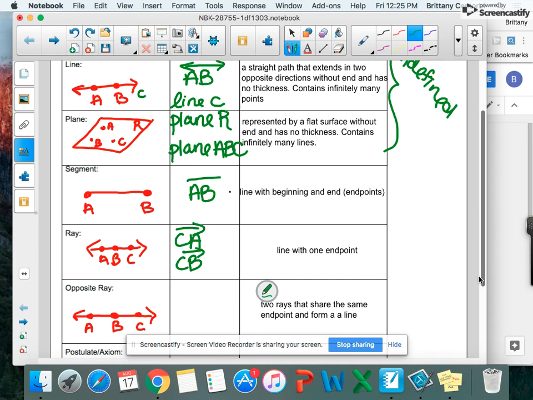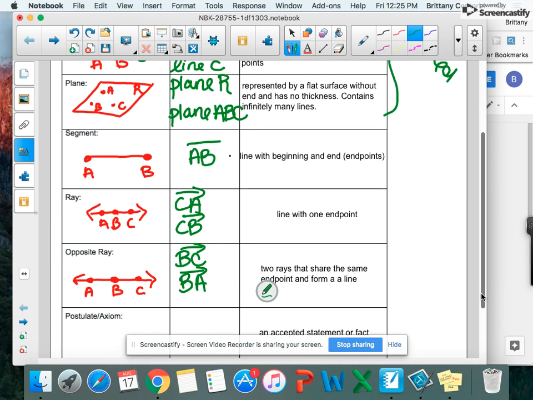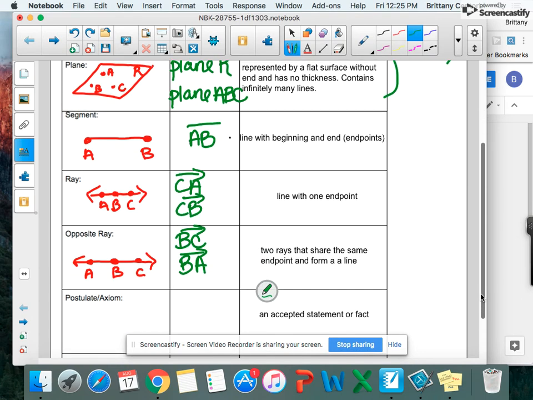And then opposite rays are 2 rays that share the same endpoint and form a line. So now we have to be careful to make sure that we're starting in the middle, so that way we're forming a line. We're going to start with B, go to the right and go BC, and then also go to the left and go BA. Those would be opposite rays that share the same endpoint. And then lastly, we have a postulate or axiom, and that is just an accepted statement or fact.